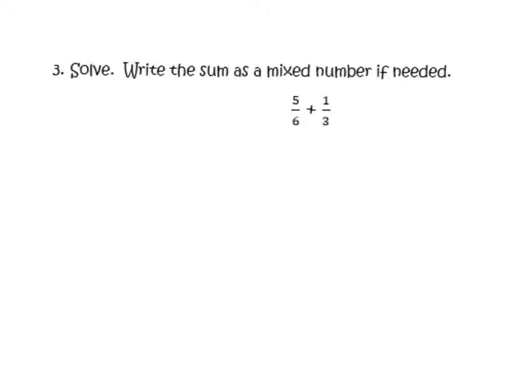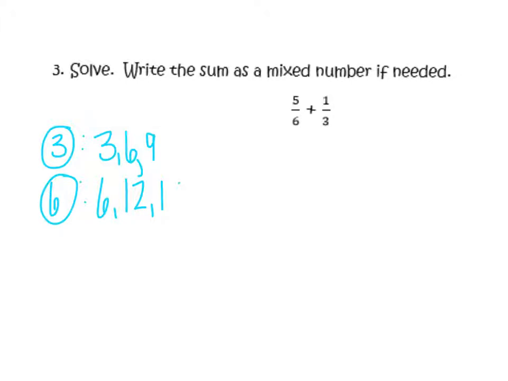Look at number 3. We have 5/6 plus 1/3. The denominators are not the same. So we need to list the first 3 multiples of 3 and 6. Then we need to change the fractions. Pause the video while you work. The first 3 multiples of 3 are 3, 6, 9. The first 3 multiples of 6 are 6, 12, 18. The least common multiple here is 6.